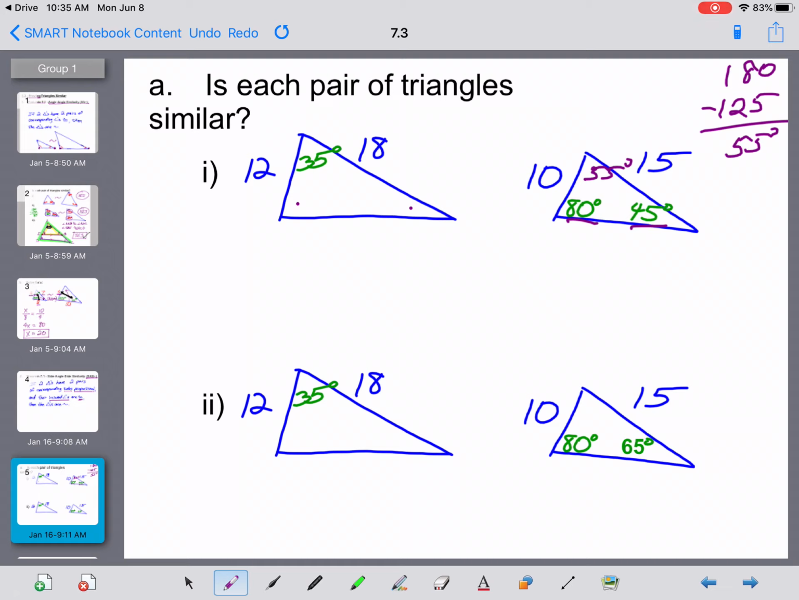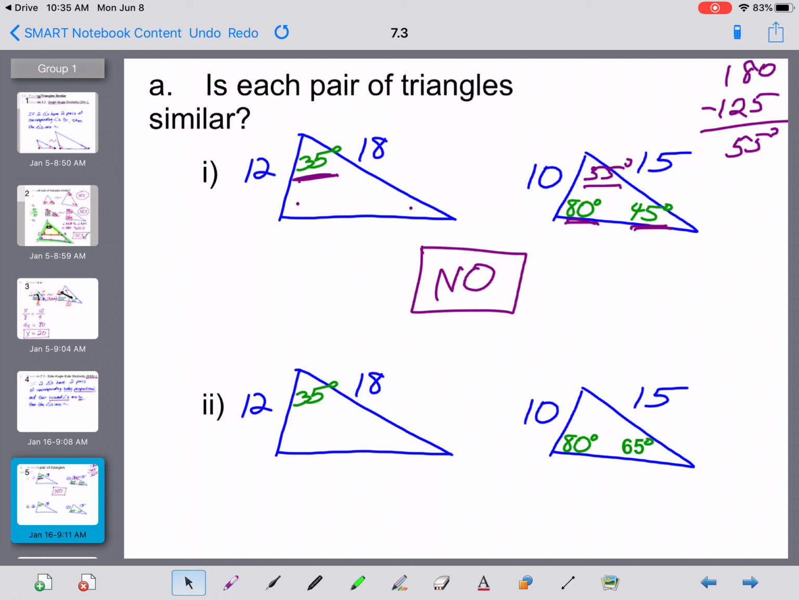What we can see is that this 35-degree angle here doesn't match up with any of those three angles right there. We don't have any known angles that are congruent, so for this first one here, we'd have to say no. That's the first time we've seen this one here.